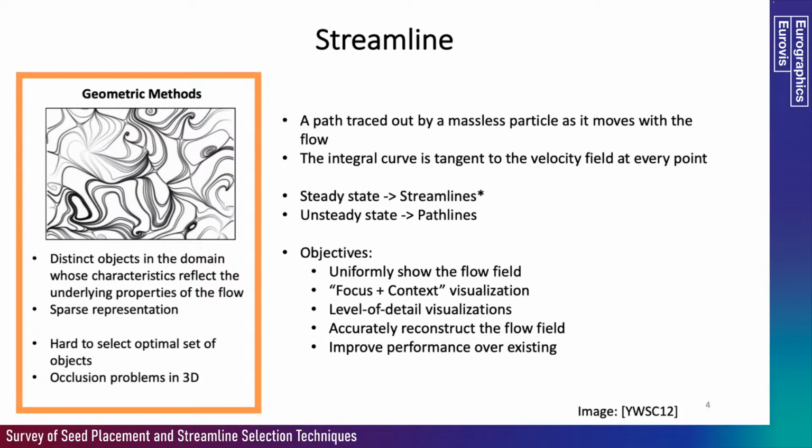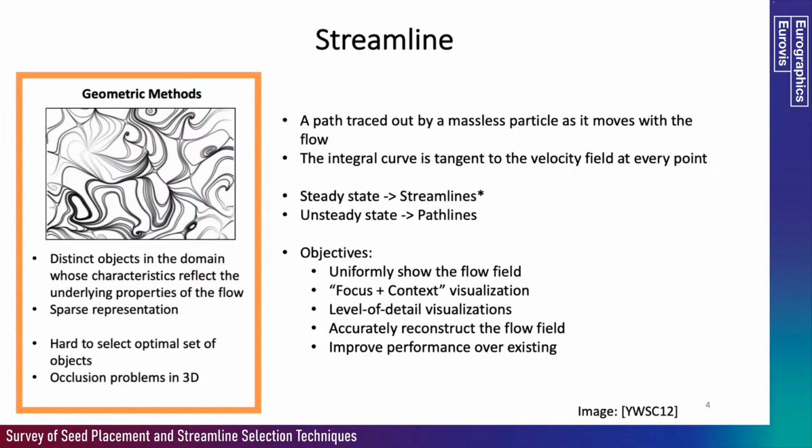The geometric object we focus on in this talk is called a streamline. Streamlines are one of the most commonly used techniques to visualize flow. A streamline is defined as the path traced by a massless particle as it moves with the flow. The path is an integral curve that is the solution of an ordinary differential equation, and the curve is tangential to the vector field at every point.